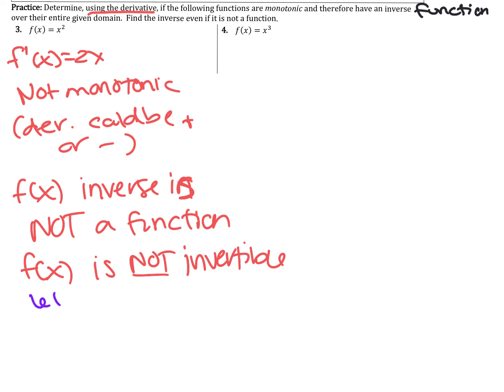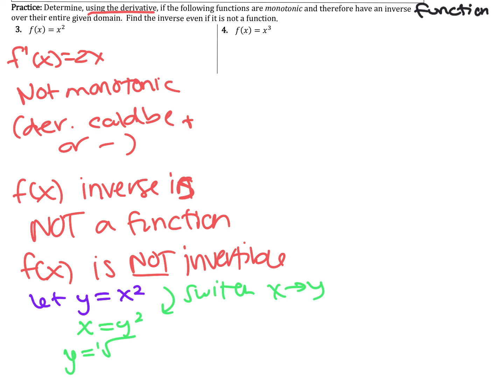So I'm going to let y equal x squared. To find the inverse, we simply switch x and y. And now we're going to isolate y. So I'm going to take the square root of both sides. So y is going to equal plus or minus the square root of x. That would be my inverse.